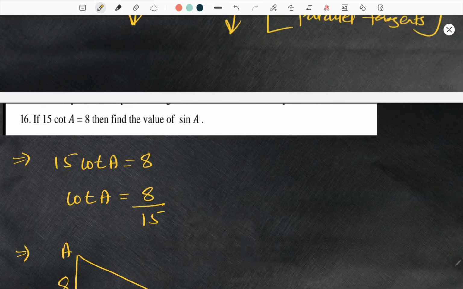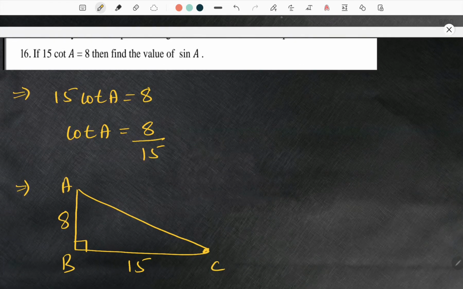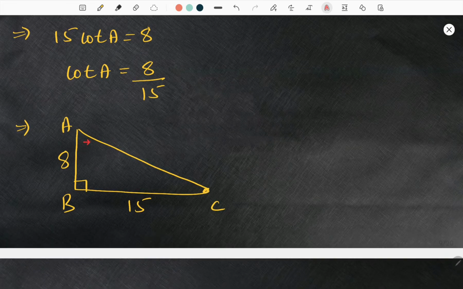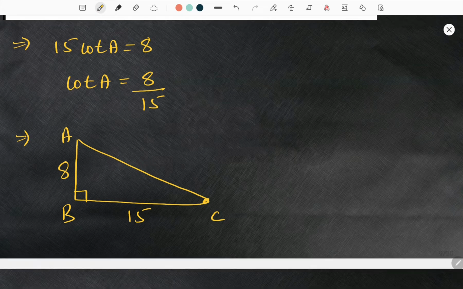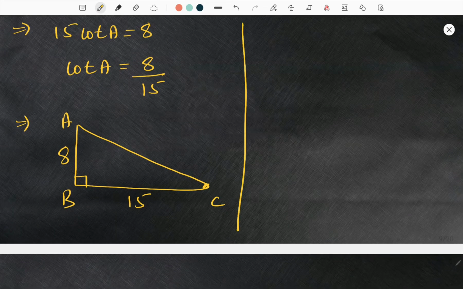Alright, now they are asking about sine A. So look at this, sine A we want now. Here is the angle A, right? So for sine A, we want opposite divided by hypotenuse. That's why we have to find out the hypotenuse. Let us find out the hypotenuse now. So how to do that?